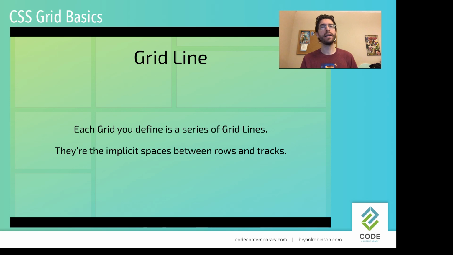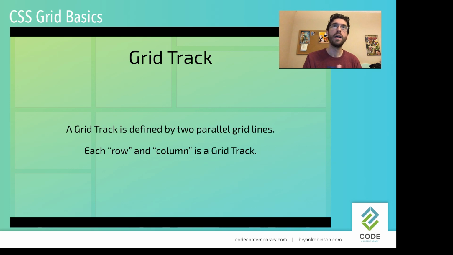So a grid doesn't do much on its own. You need to also define your grid lines. Each grid that is defined is actually just a series of vertical and horizontal lines. They create the implicit spaces that form our rows and our columns, which in Grid we generically refer to as a grid track, that's defined by two parallel lines. So that's either going to be two adjacent lines being a row and two vertical adjacent lines being a column.